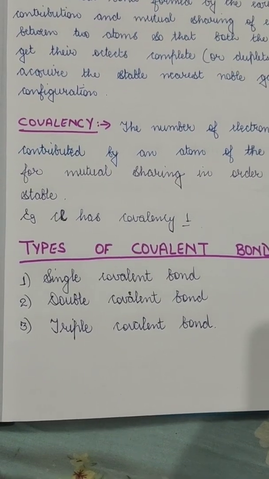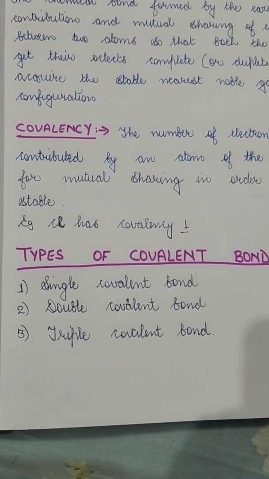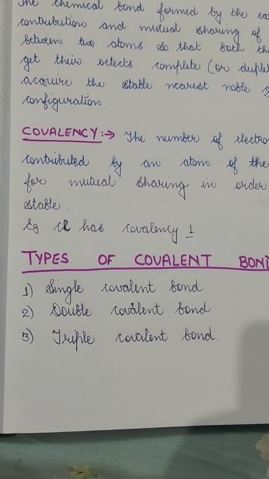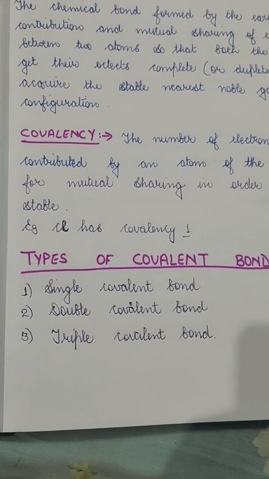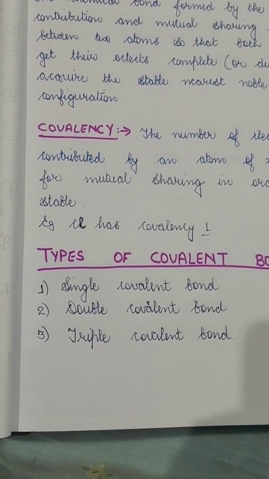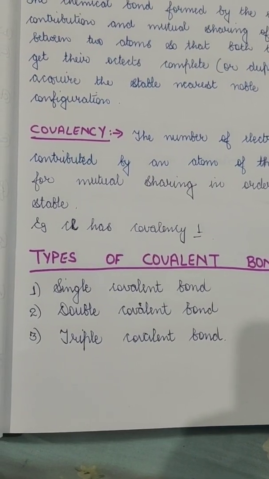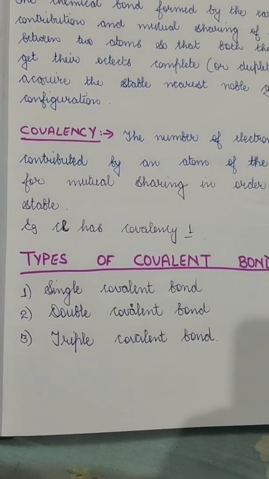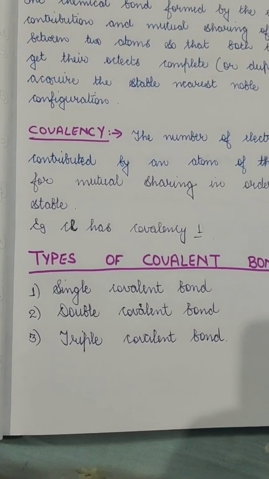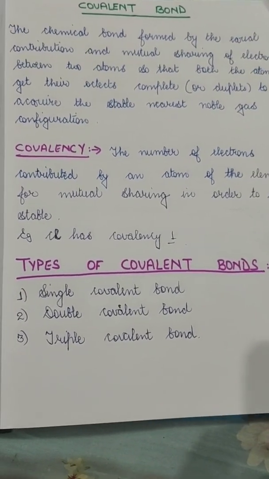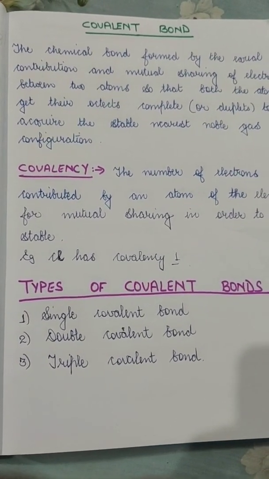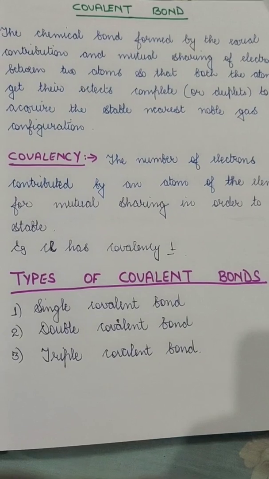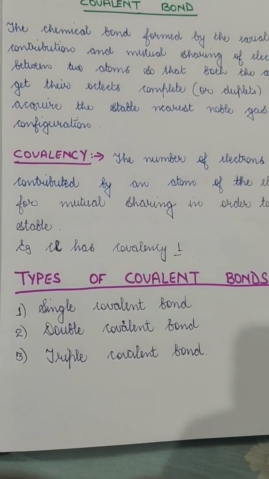For example, oxygen has valency 2 because oxygen has 8 electrons in all its shells. That means the configuration is 2 and 6: 2 electrons in the K shell and 6 electrons in the outermost shell. But the valency is 2 because oxygen requires 2 electrons to complete its octet structure. Since oxygen has atomic number 8 and it wants 2 more electrons, it gains 2 electrons and the number of electrons becomes 10, and it acquires a negative charge.